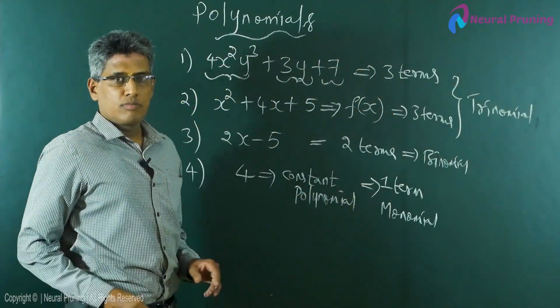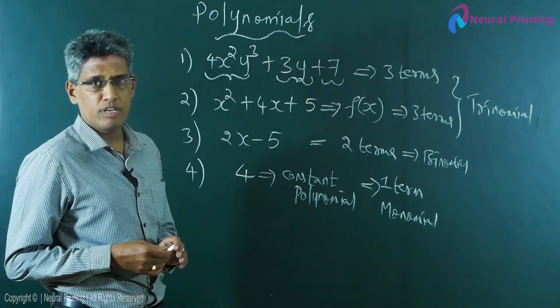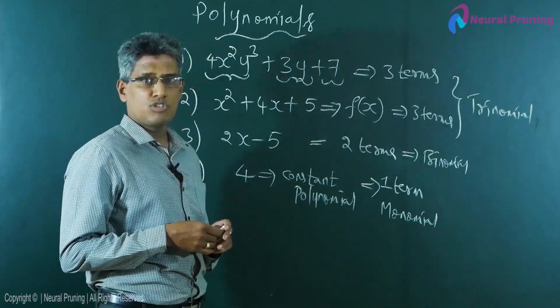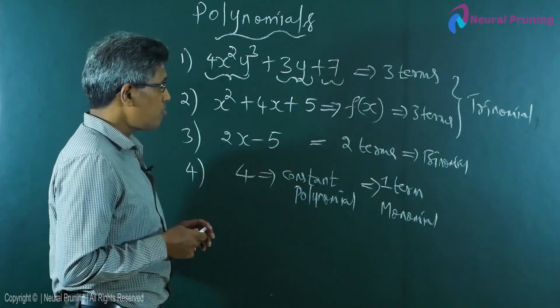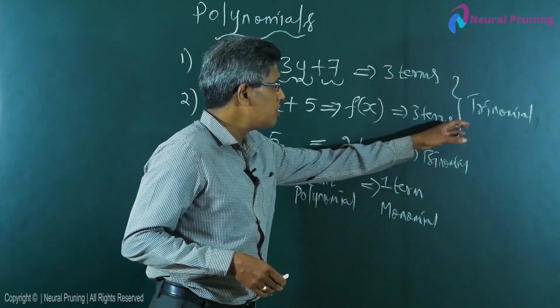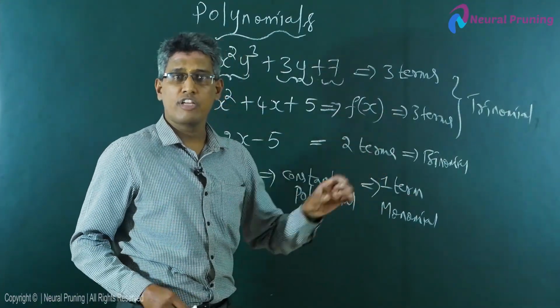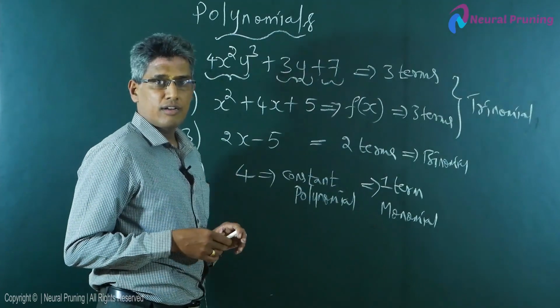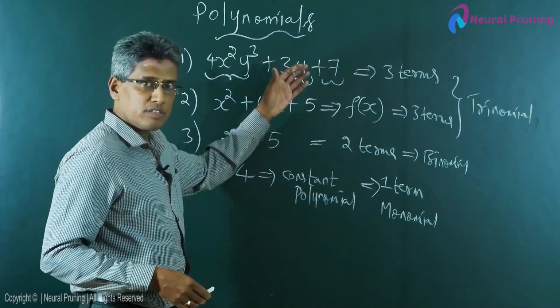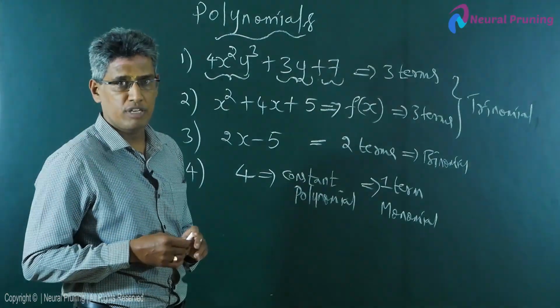Now we have understood the basics of a polynomial, and we have also understood that a polynomial can be of different types: a monomial, binomial and a trinomial. So basically this monomial, binomial, trinomial, etc. are named based on the number of terms that we find in each one of these polynomials.